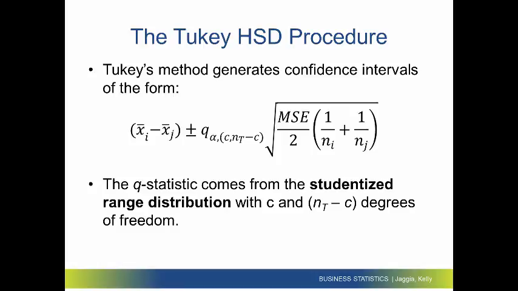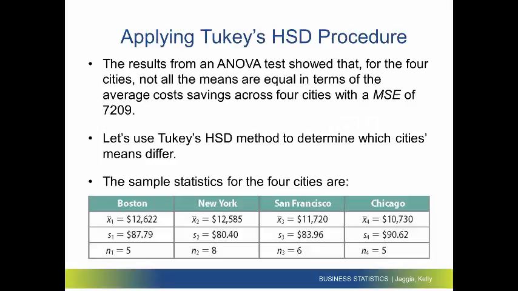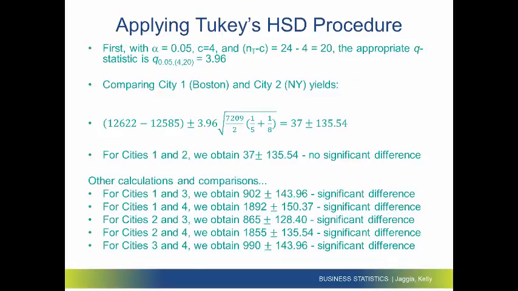To find the Q statistic, you need to look up C, the number of groups, and N take C, where N is the sample size, subtract the number of groups. Let's work through our example to understand how to calculate this and how to interpret the results. Here are the sample statistics for the 4 cities. We will need these values for our calculations.